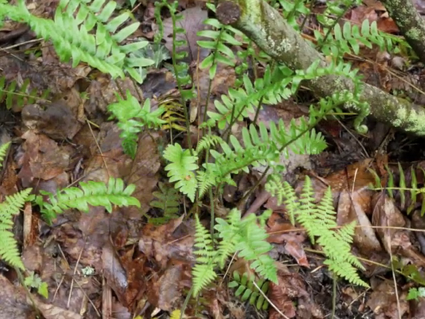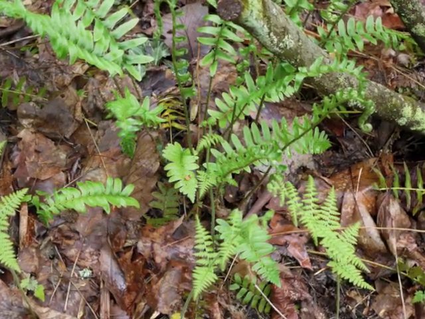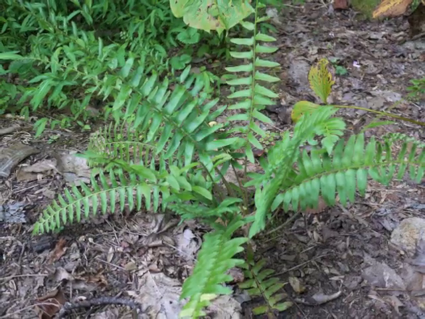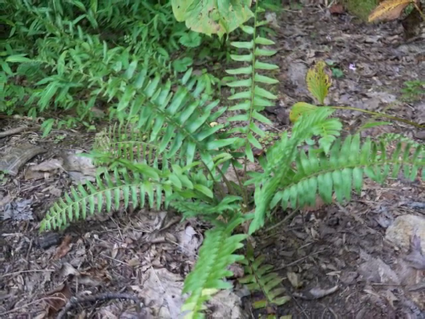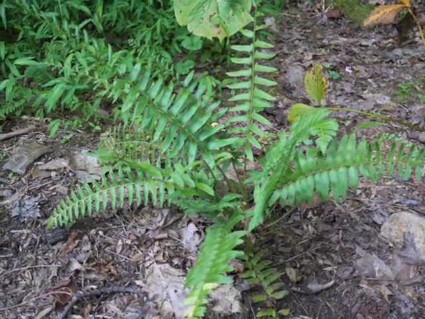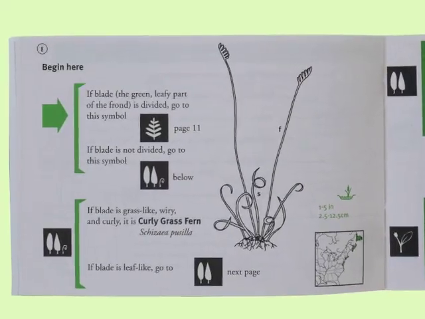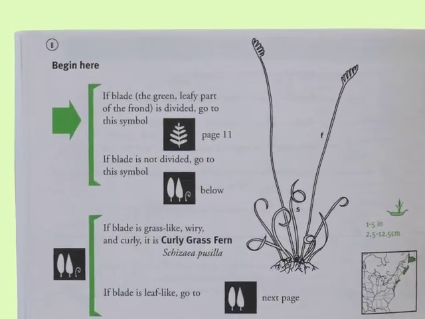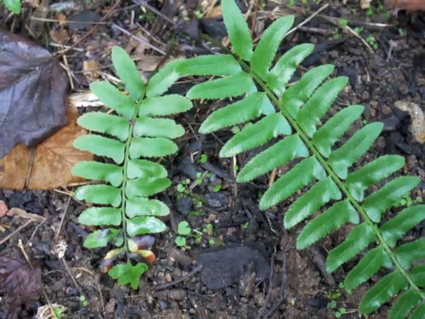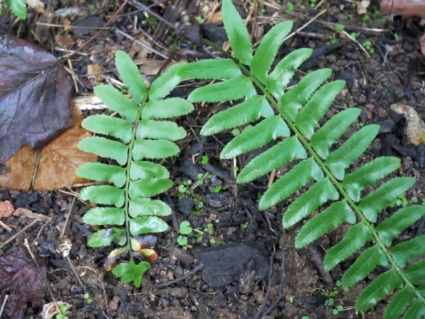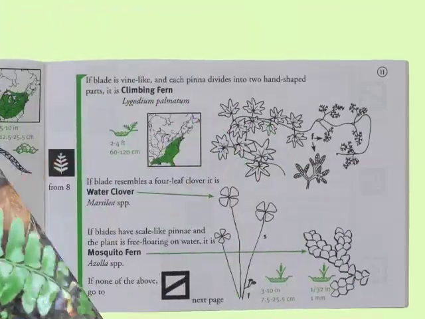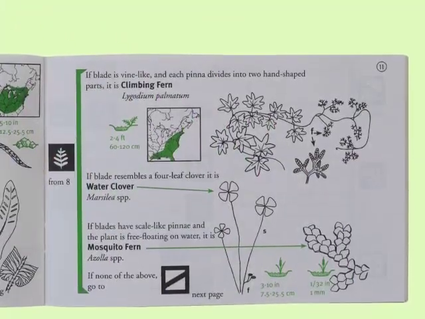While walking in the woods one day, we begin to notice the ferns and how they really are different from each other. Let's see if we can figure out the name of this fern. The first two-part question asks if the blade, which is the leafy part of the frond, of the fern is divided or not. It is divided, so we go to the next question with its symbol on page 11.